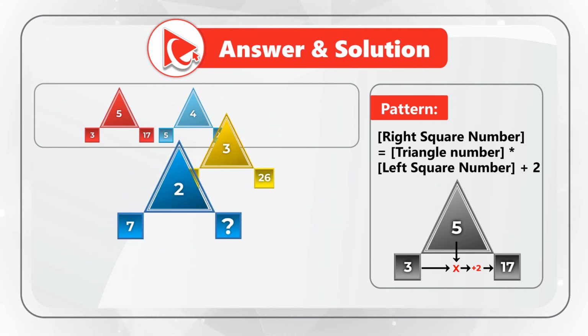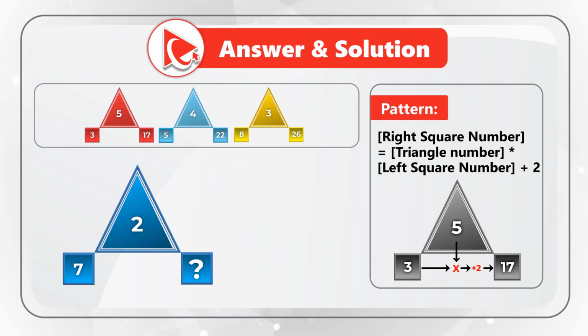And now comes the missing number. To calculate it, we need to multiply 2 by 7, which would be equal to 14, and then add 2, and the end result of this would be 16. So the correct answer here is choice C, 16.